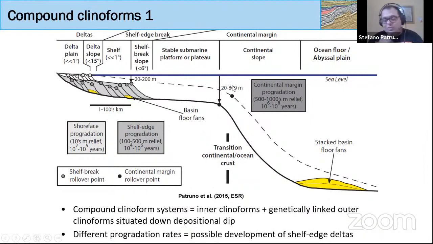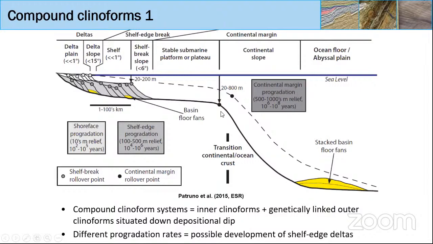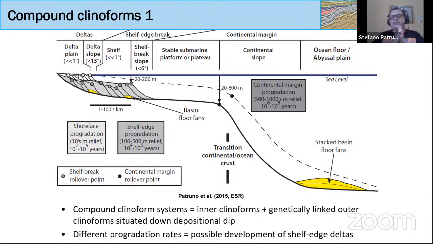And then, as I said before, during the subsequent regressive part of the regressive-transgressive cycles, the clinoforms will move towards the shelf edge and eventually merge together, and therefore we will see fewer clinoforms together. You will tend to merge the clinoforms together, and that's what we call hybrid. So let's look at compound clinoforms first of all.